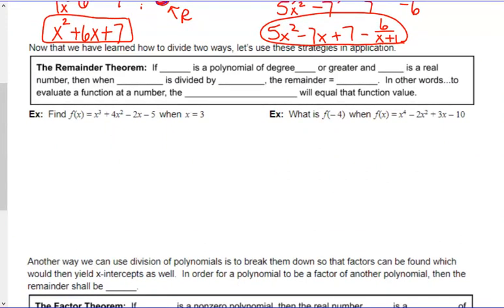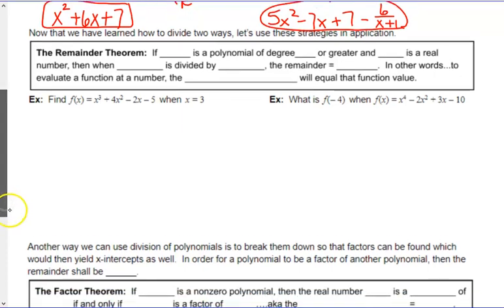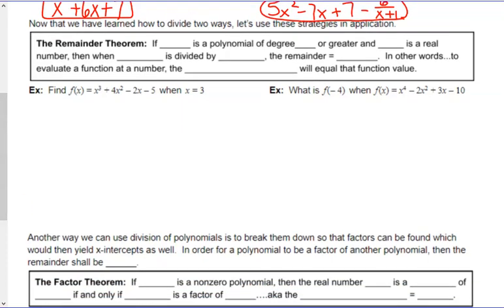And actually, that's going to be the synthetic. Hopefully, you're going to get a lot more practice on it because we use it quite often. All right, we're going to get into those two theorems that I talked about at the very beginning: one called the Remainder Theorem, the other called the Factor Theorem. And the Factor Theorem is actually going to help us solve some of these polynomial equations, okay? Now that we've learned how to divide two ways, let's use these strategies in application.